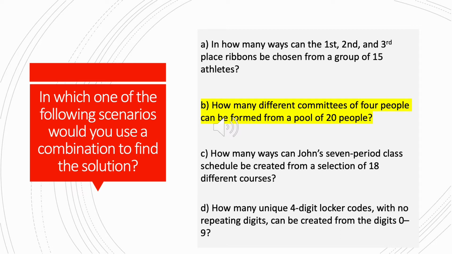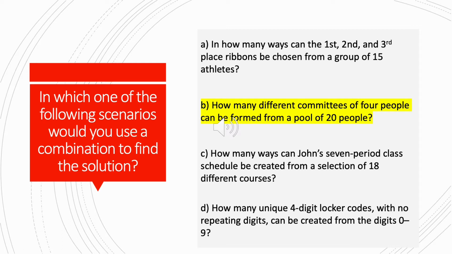Since first place is different than second place and second is different than third, A doesn't work because order definitely matters when you're giving ribbons out. And the order of your classes matters, so choice C definitely matters. Having PE first period is not the same as having it last period. If you have PE first period, you walk around sweaty all day long. Same thing with study hall. When you have study hall definitely makes a difference in your day.